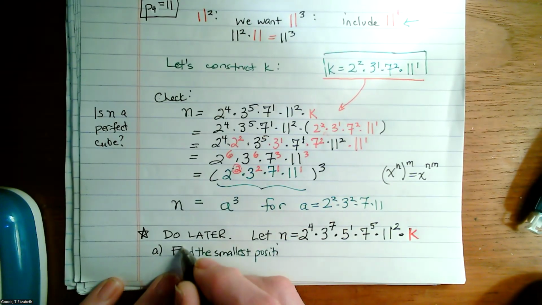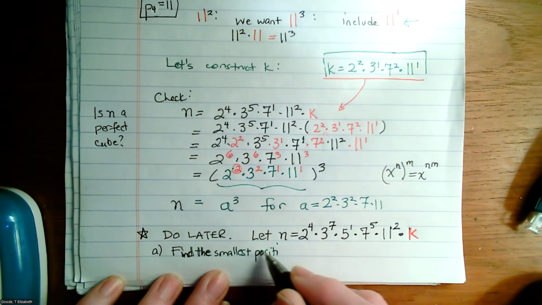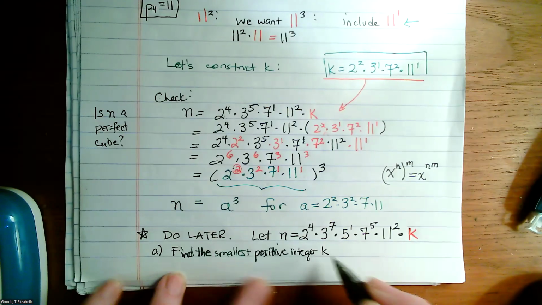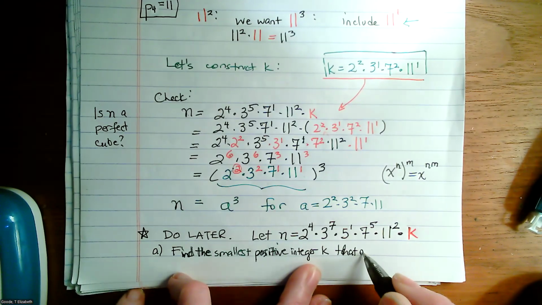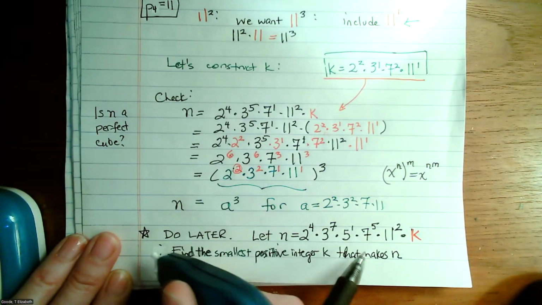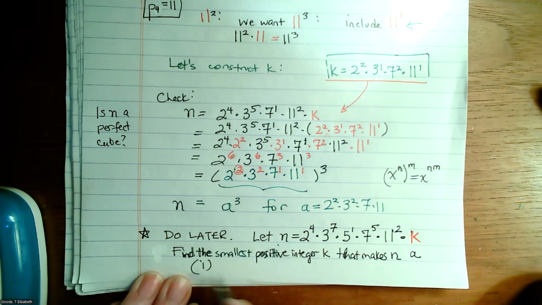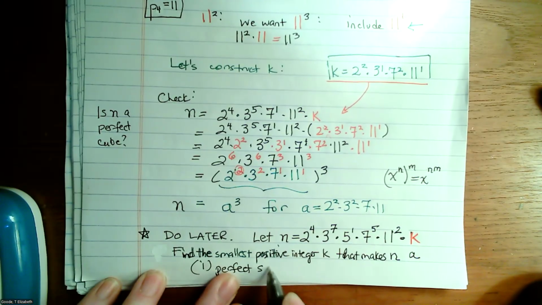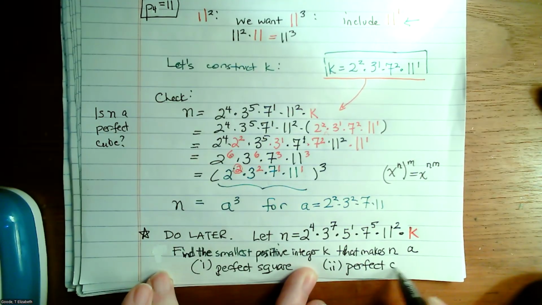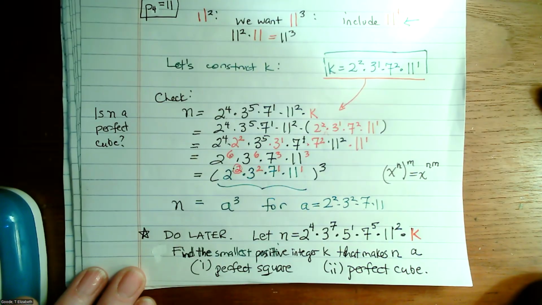Find the smallest positive integer K that makes n, in fact, I don't even need an A. I'll just do two parts. That makes n a perfect square, and then a perfect cube. So that's two little problems. But if you understand what was going on, you'll be able to do it.